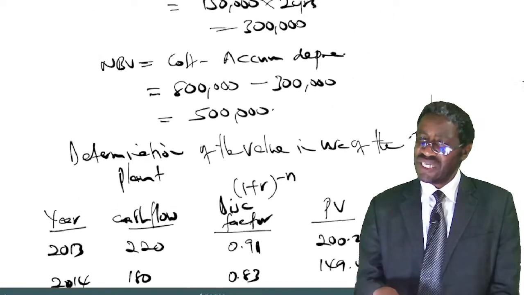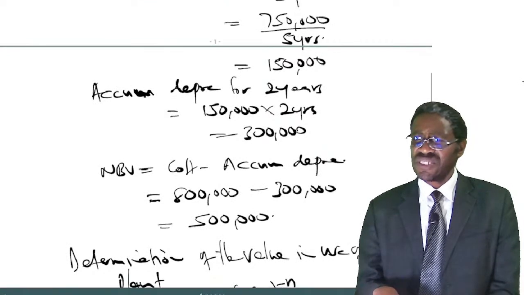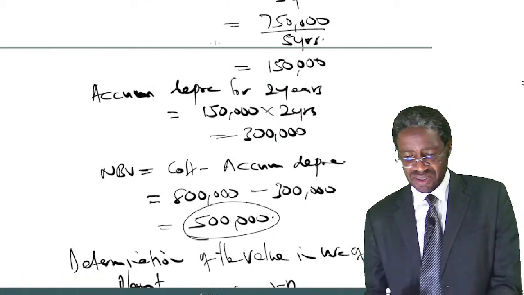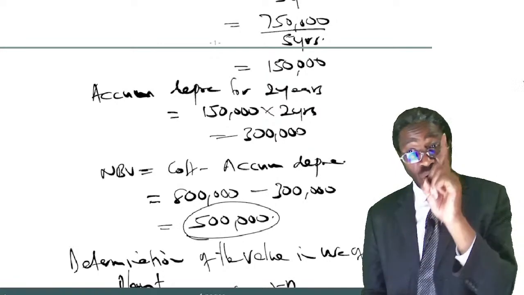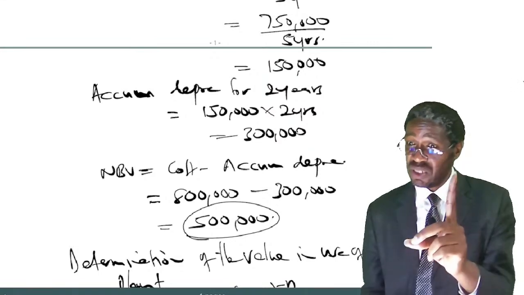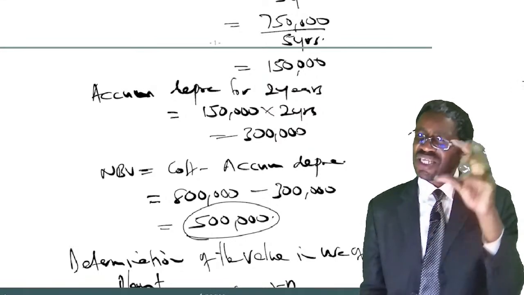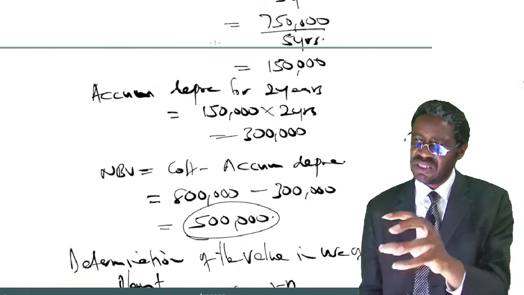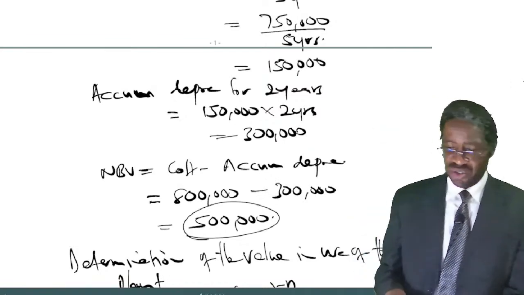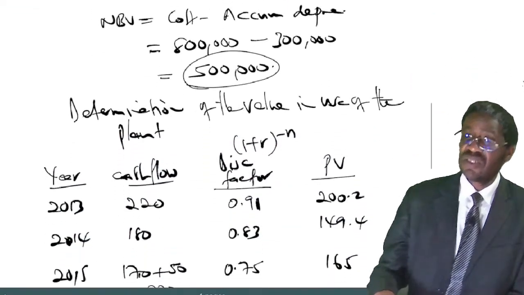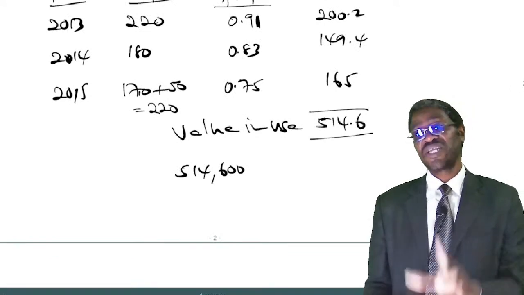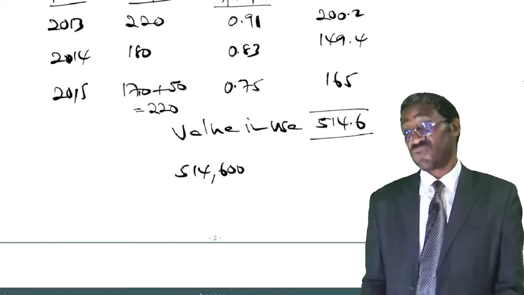We have already said the carrying amount here was 500. There is that condition that says an asset is said to have suffered if the carrying amount of the asset is higher than its recoverable amount. So the carrying amount being 500, the recoverable amount being 514,600, it's obvious the plant has not suffered.